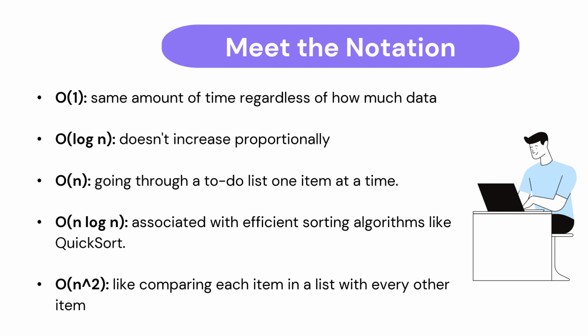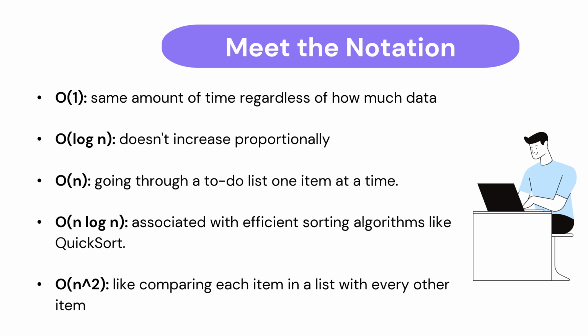Think of it as a dictionary lookup. It's almost instant. Next up, big O of log n. Logarithmic time is efficient. Imagine you're looking up a name in a phone book. As the book gets thicker, the time to find a name doesn't increase proportionately. It's quicker than linear time.